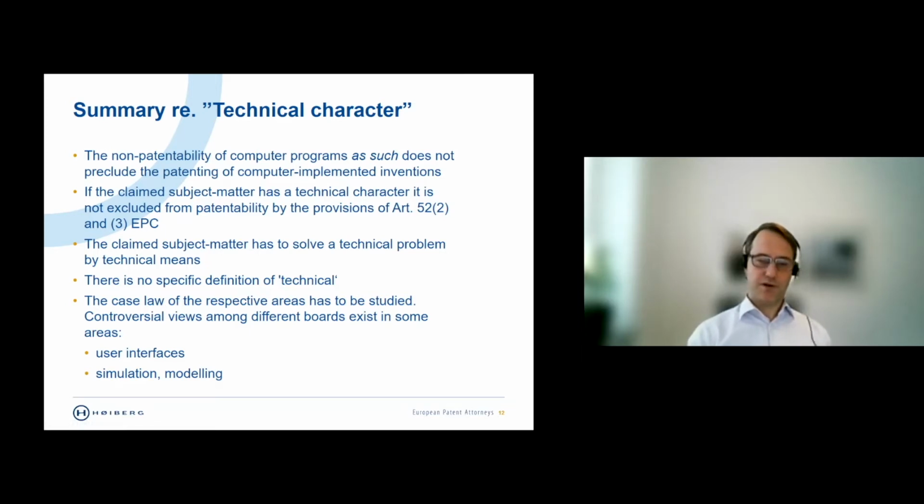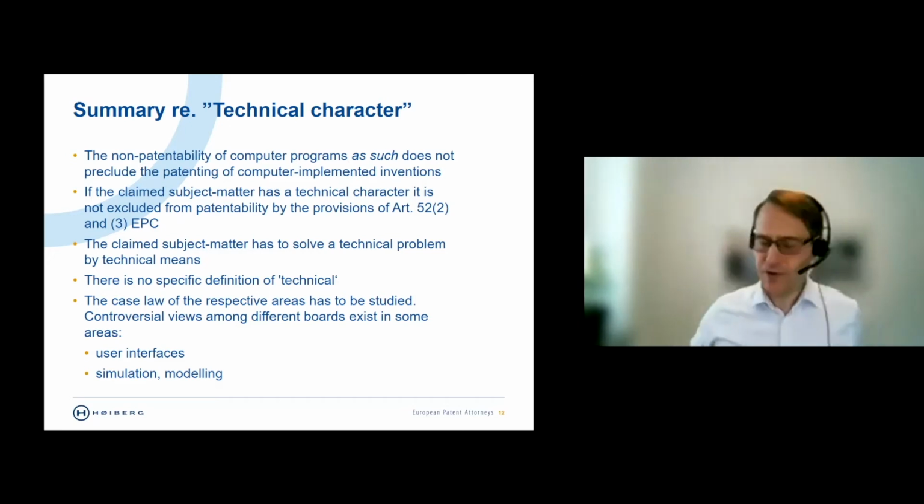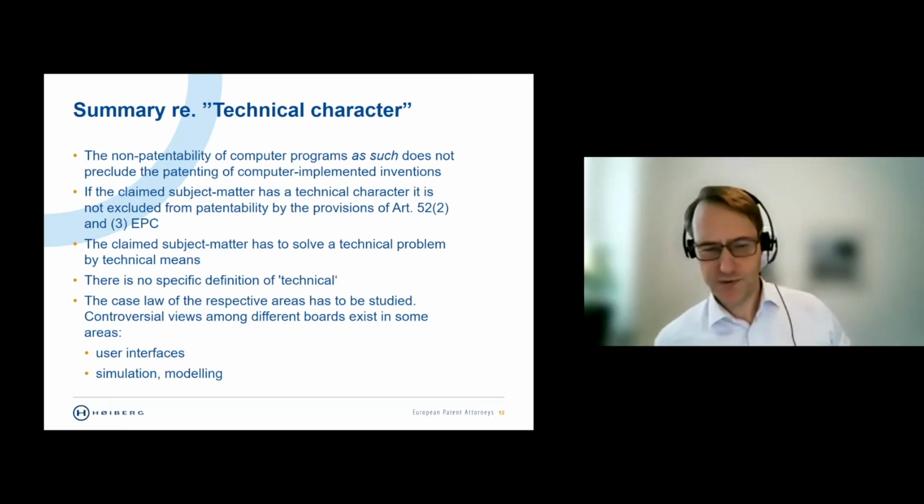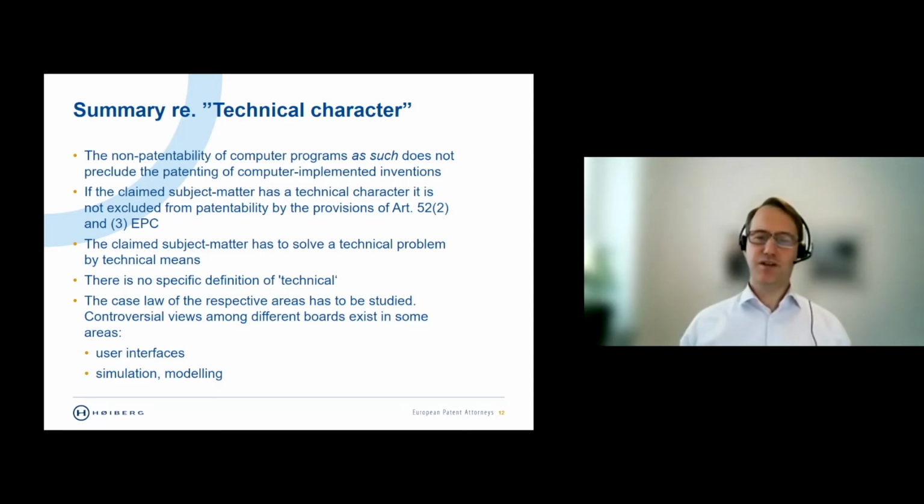Then there are some areas that are always interesting to follow, for example simulation and modeling. To some degree, in my mind, those are a bit like mental acts. If you simulate something, it's not really happening in the real world. It could be a game or whatever. And to me, it doesn't really make sense that these are patentable.